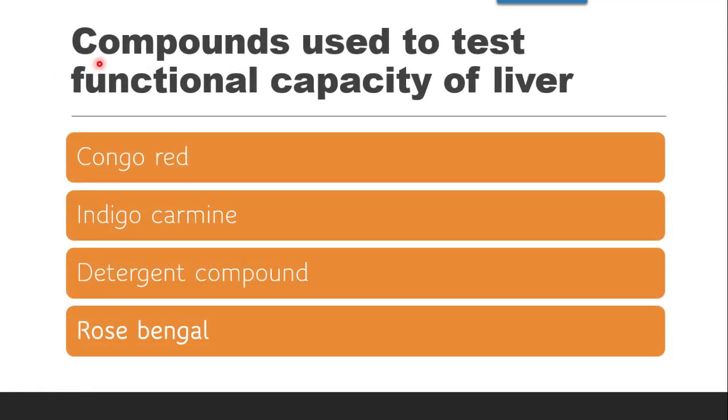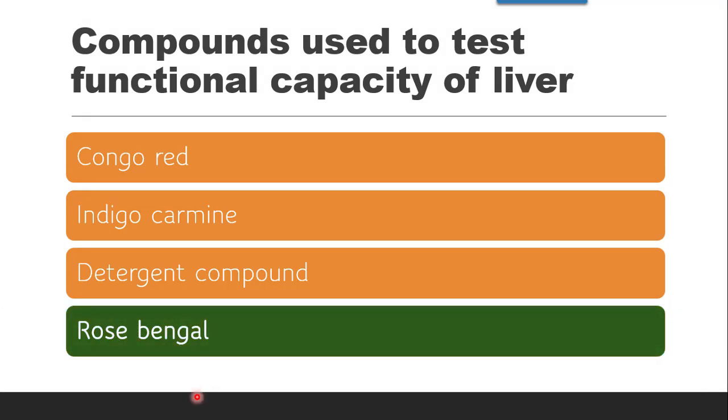Next question is: compounds used to test the functional capacity of liver. Now it is also again included in the second class. The options are Congo red, indigo carmine, detergent compounds and rose bengal. Congo red is a dye which is a miscellaneous agent. Indigo carmine is used to test the functional capacity of kidney, which we have seen just now. Detergent compounds modify the physiological functions of the organ. And the last option is rose bengal. The correct answer is rose bengal.